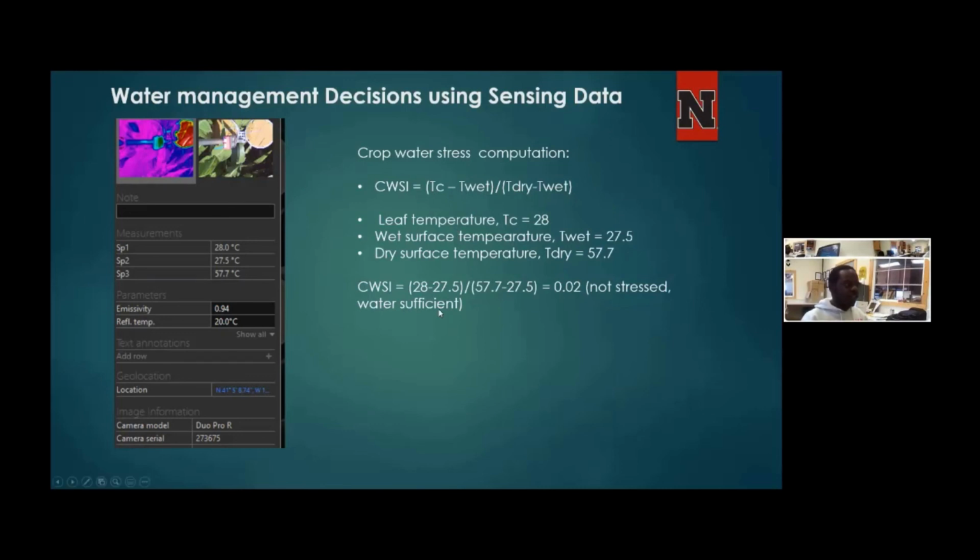After computing that index, the crop water stress index has a range of 0 to 1. A 0 means that the crop is non-stressed and water is sufficient. If the index goes beyond 0.5, then it means the farmer is almost stressing his crop. And if the farmer gets a crop water stress index of 1, it means the crop has been really stressed. So this might hurt the yields the farmer might get after the season.